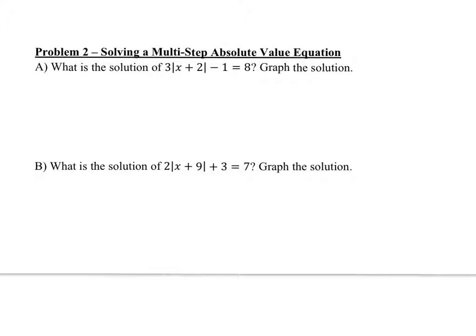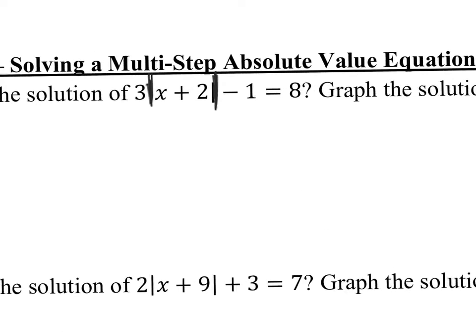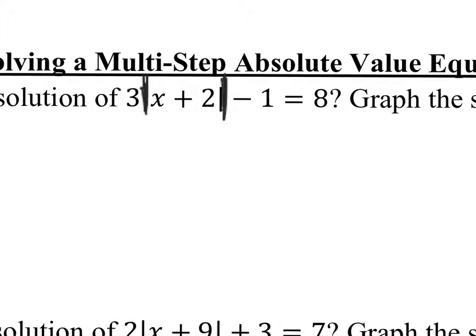For this next set of questions, it's the same type of thing, but before we make any two equations, we have to get my absolute value all by itself. We have to get that by itself first. So then you're thinking, I want to get rid of this +1 or the -1 first. So I have 3 absolute value of x plus 2. So if I add over the 1, I get 9. Now this is a multiply, so 3 times the absolute value. I want to get rid of that next.